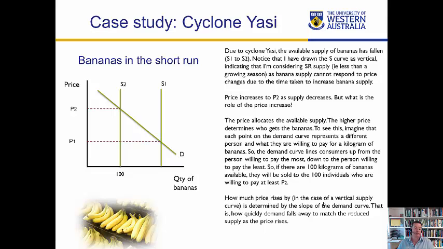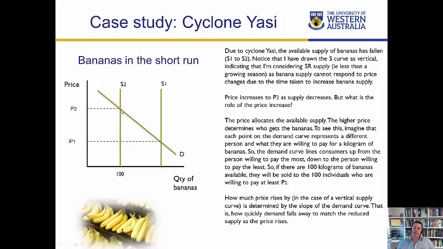quantity of bananas of 100. Could be 100, 100,000, 100 million. It's just an indicative number, 100. Now, when the banana crops were wiped out and the supply curve shifted to the left, the first thing that happened is that price increased. And we went from the old equilibrium at P1 to the new equilibrium at P2.